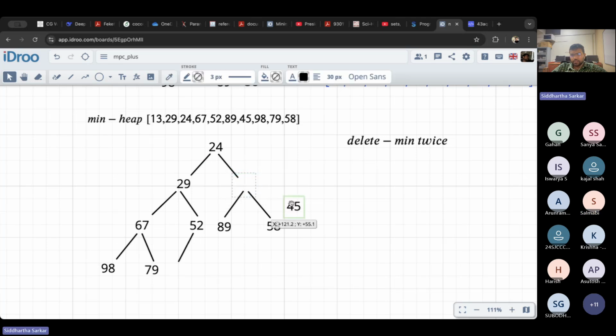So we have this situation here. 58. Oh, you're saying that both this is also 45, this is also 45? There is no 89. Suppose there is 45, both the children are 45. It will go to the left child.